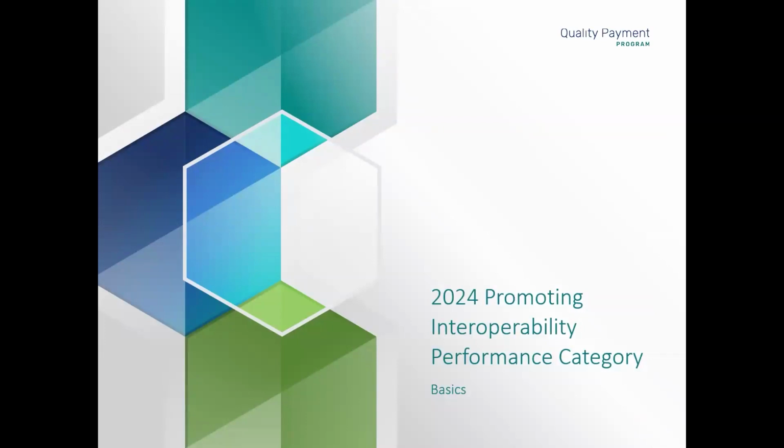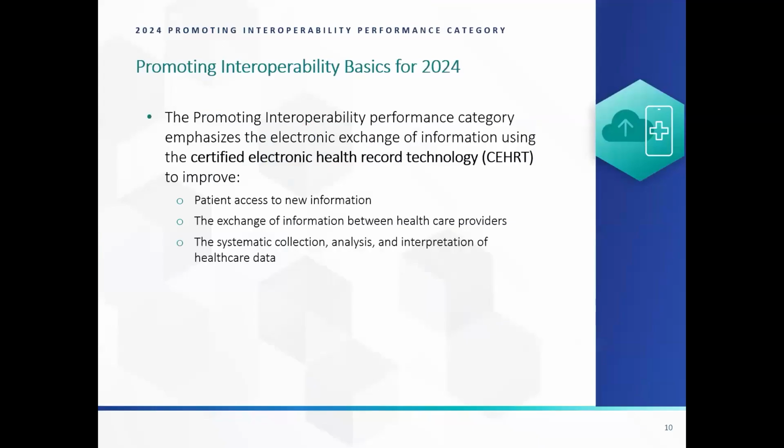Okay, so now we're going to get into the guts of the promoting interoperability performance category. Next slide, please. So promoting interoperability has its roots in the Medicare Medicaid electronic health record incentive program. So the basis behind it is that you must use certified electronic health record technology, and you use this to exchange information, to give patients access to their information, and a whole bunch of data collection points. Next slide.